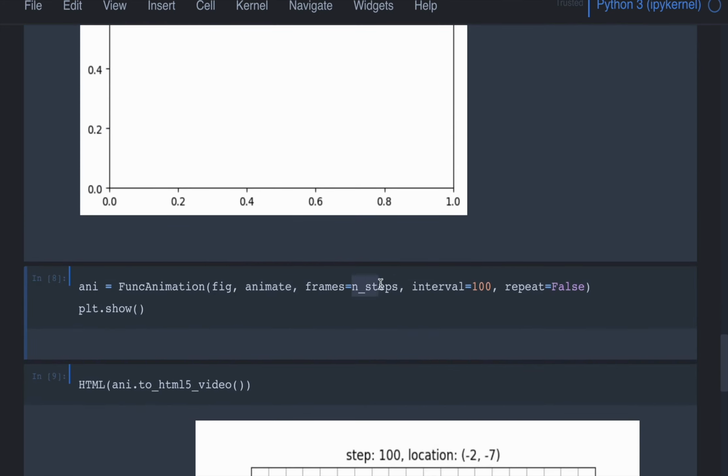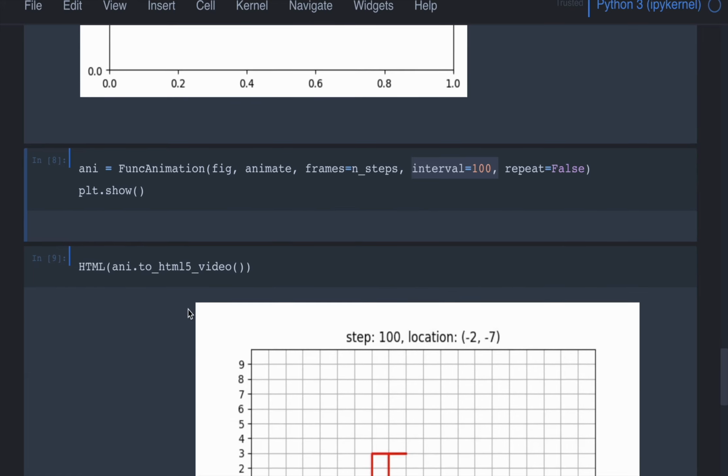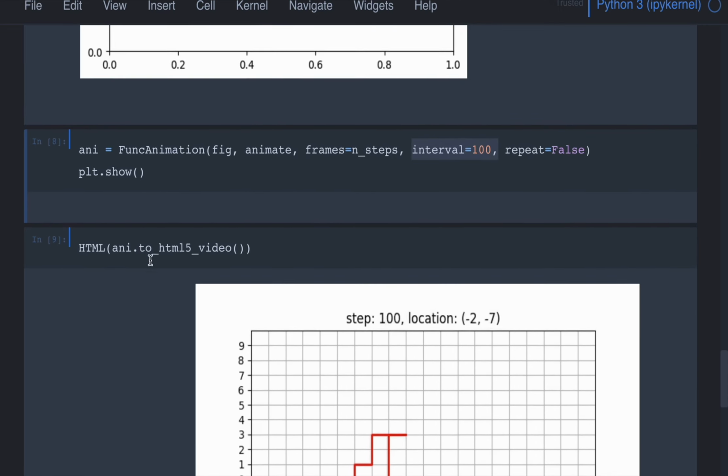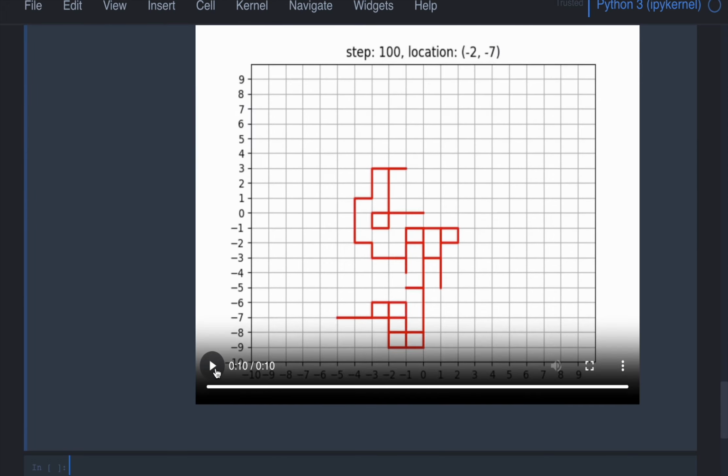And then this one is the number of steps, which is equal to the number of frames. And this one, the intervals, will determine how fast the frames should move. Essentially, this will determine the length of the animation. The higher the value, the longer the video, and also for moving from one frame to another, the time will increase. Now this repeat means it simply loops after completing all the frames. And then finally, if you want to show the videos in HTML, I mean the Jupyter notebook, we use this function. Okay, so this is how it looks.